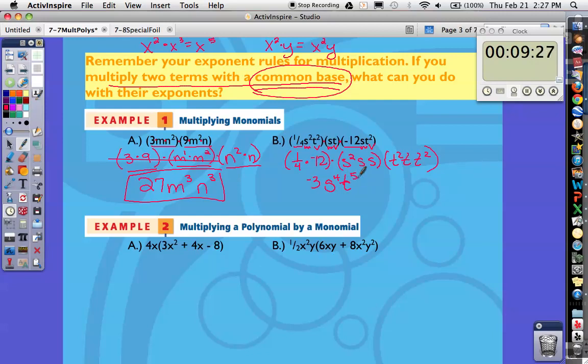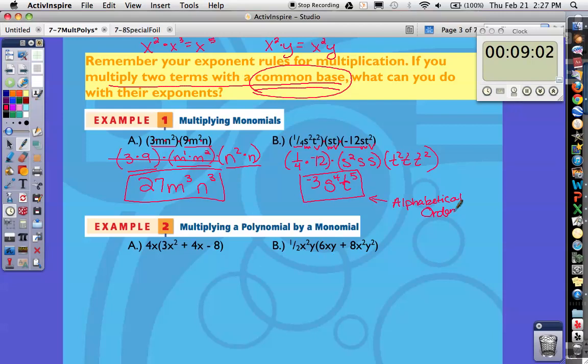You get -3s to the 4th, t to the 5th. One thing I will say, guys, notice the letters in alphabetical order. It's just kind of standard way that we do things. If there's more than one variable within a term, you want to put them in order that matches the alphabet, okay? So that's monomial times monomial.